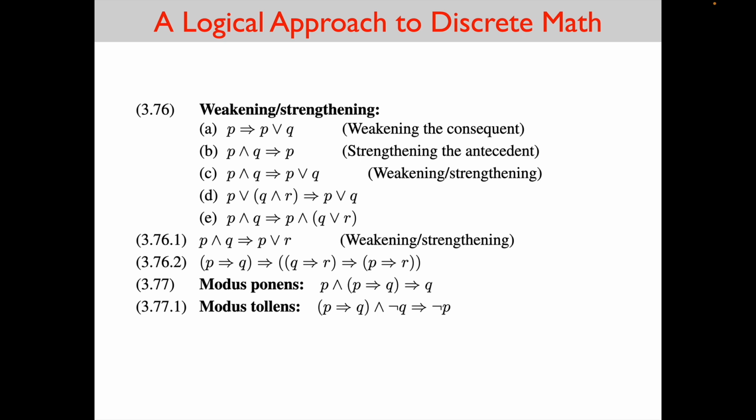3.77 is called modus ponens. This is used in philosophy a lot. This is the basis of deduction. If you know that P is true, and you also know that P implies Q is true, then therefore you can deduce, therefore Q is true.